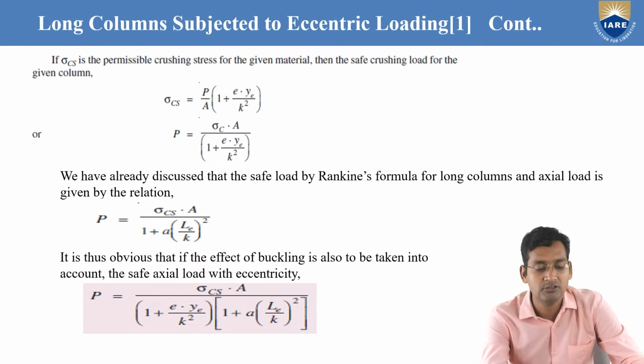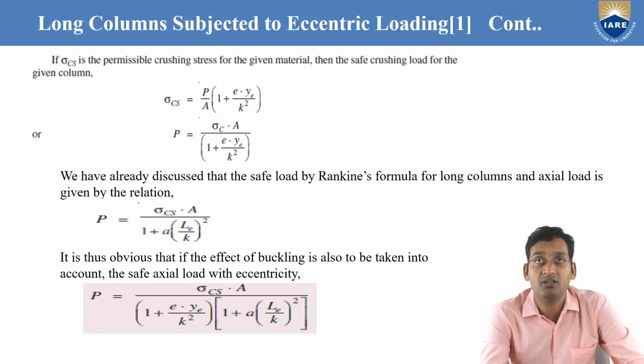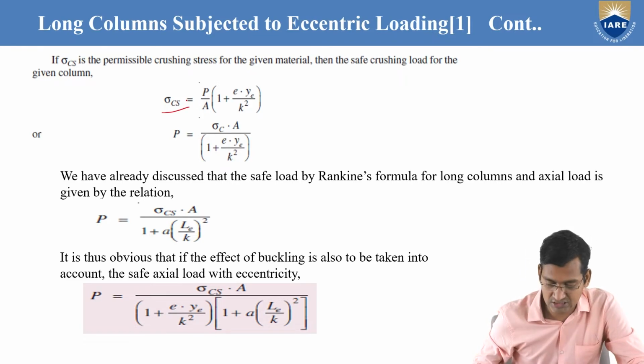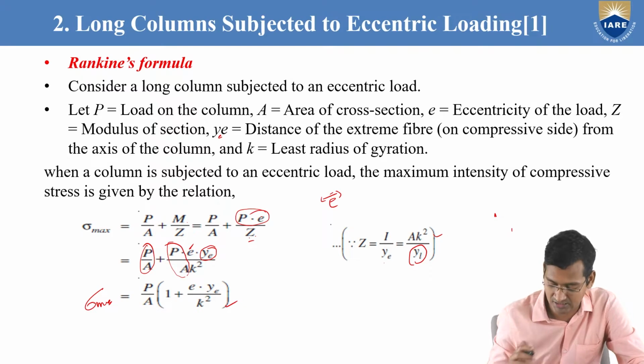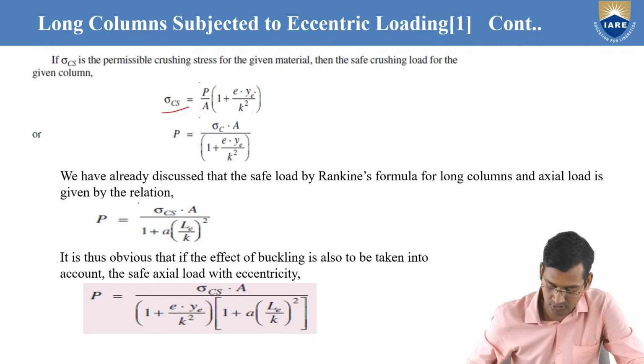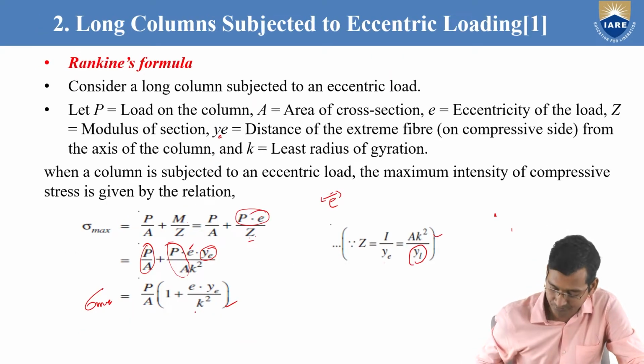So now crushing. If sigma C is the permissible crushing stress for the given material, then the safe crushing load for the given column is... So sigma CS is what? Crushing. And we have found just now sigma max, that is the only crushing. So this will be what? P by A into 1 plus e y by k square. Already we have seen this one, right?